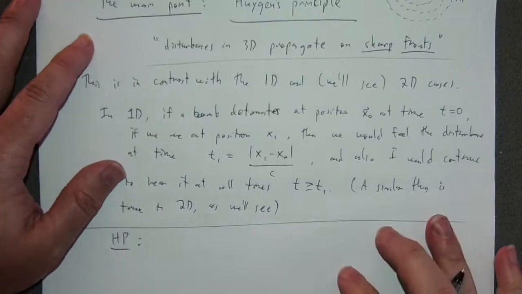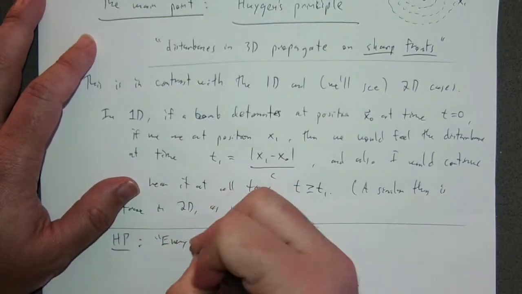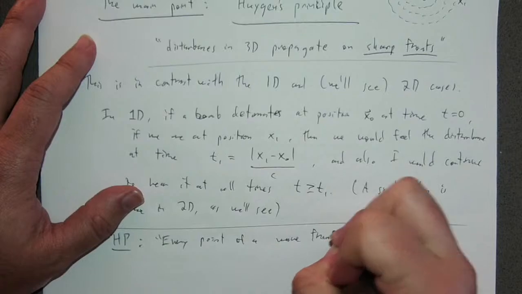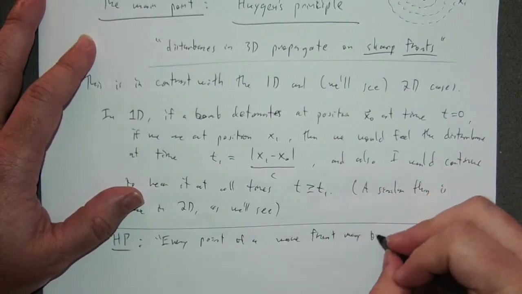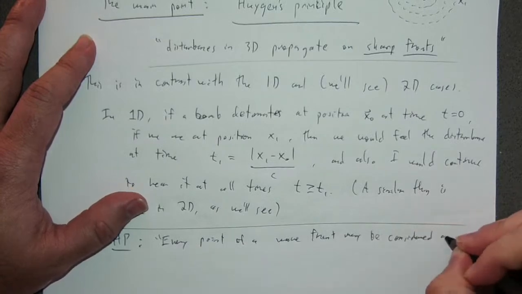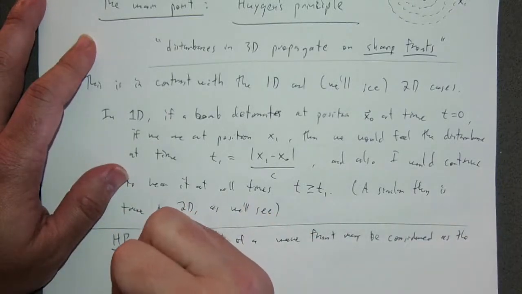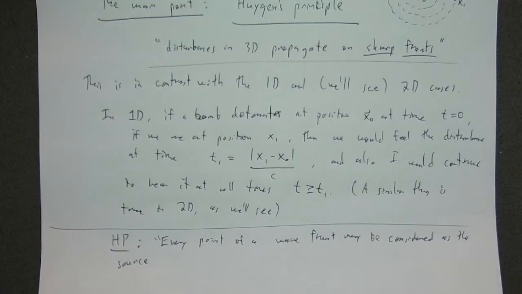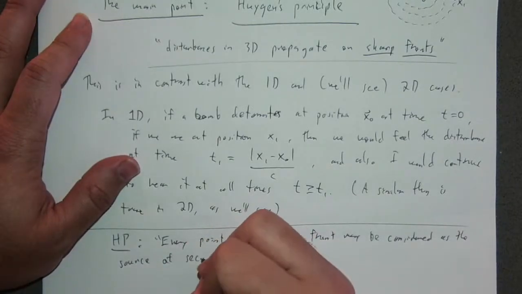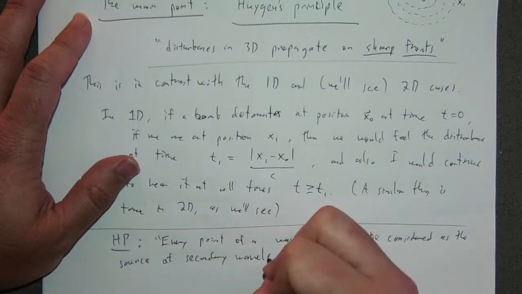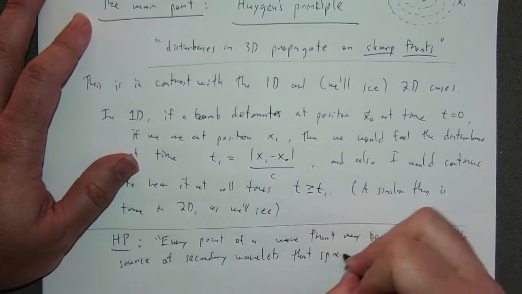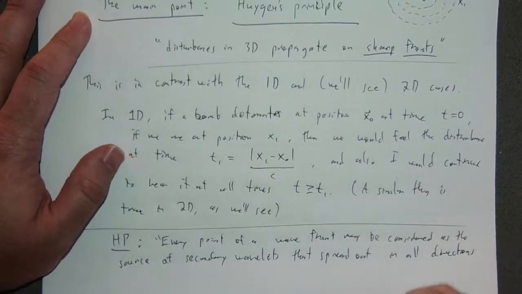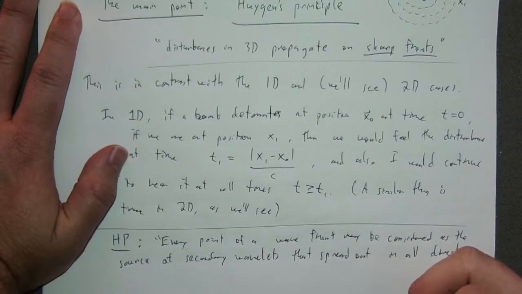So Huygens principle, what does it say? Every point of a wavefront may be considered as the source of secondary wavelets that spread out in all directions with a speed equal to the speed of propagation of the waves.